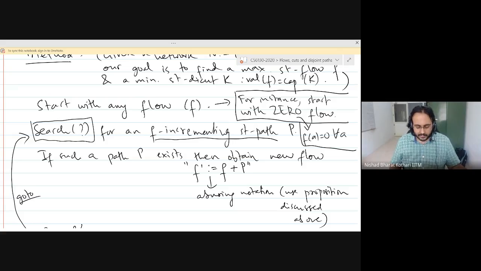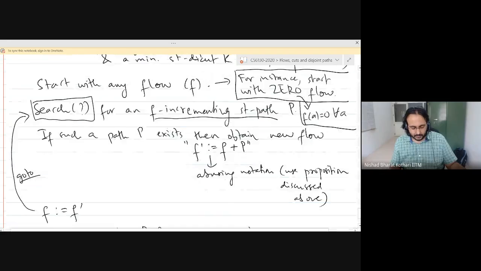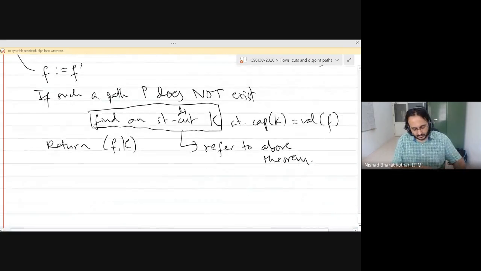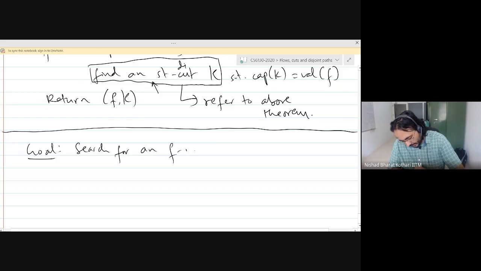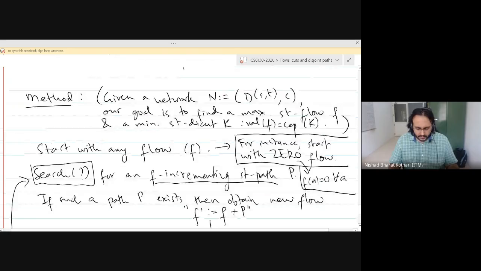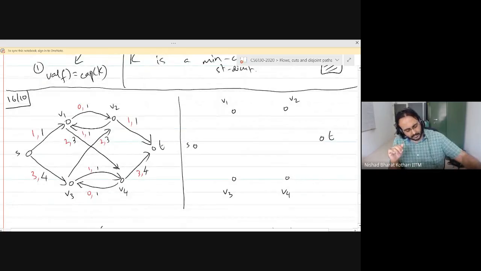Whenever the search algorithm does not return an incrementing st path, we know that there is no more f incrementing st path. So this is basically the main point to discuss, and this is related to how to find an st dicut. So now the next goal is to search for an f incrementing st path. It turns out that this is actually not difficult. One just needs a small trick and it gets the job done.